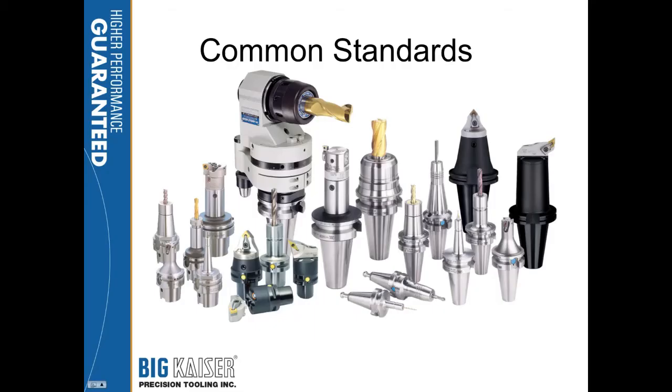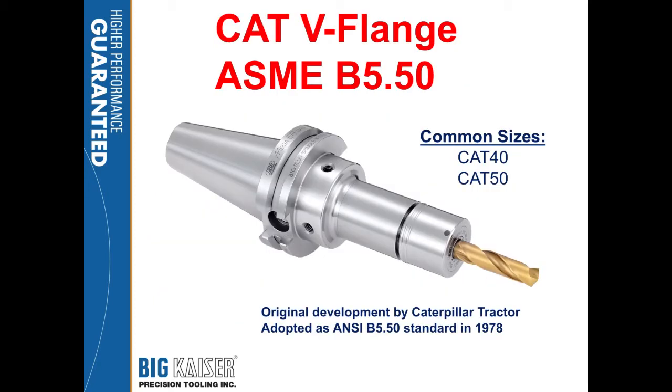What are the common standards we have today? A little bit of a history lesson. Everybody knows the CAT standard in the United States. This is a US standard only. Nobody in Europe or Japan uses it. It's the most common. It's about 80 to 90% of all tools sold in the United States use the CAT standard. Its baseline was from 1978.